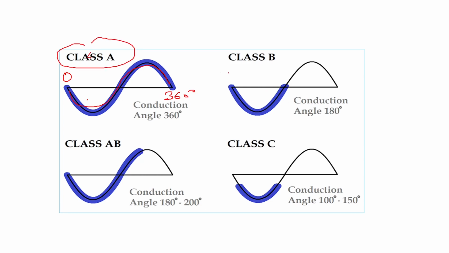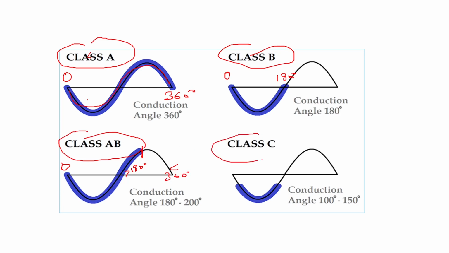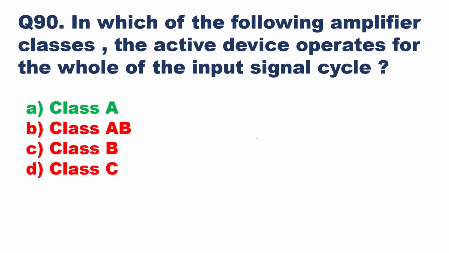If it is 0 to 180 degrees, it is Class B. If it is in between 180 and 360, more than 180 degrees and less than 360 degrees, that will come under Class AB operation, and Class C is less than 180 degrees. So according to this question, if the device is going to operate for the complete cycle from 0 to 360 degrees, then the option is Class A. So option A, Class A, will be the right answer for this question, where the active device operates for the whole of the input signal cycle.